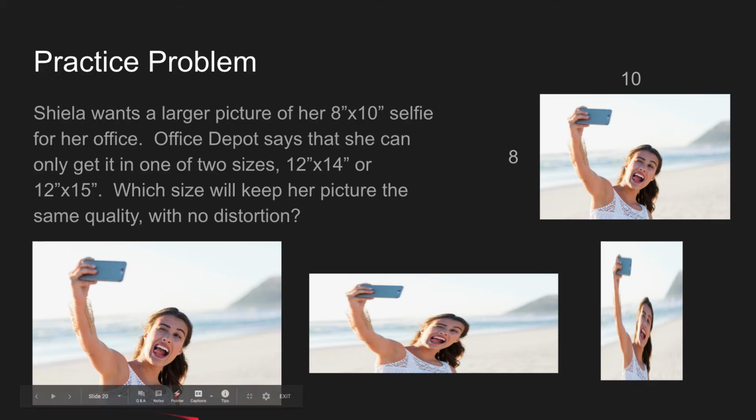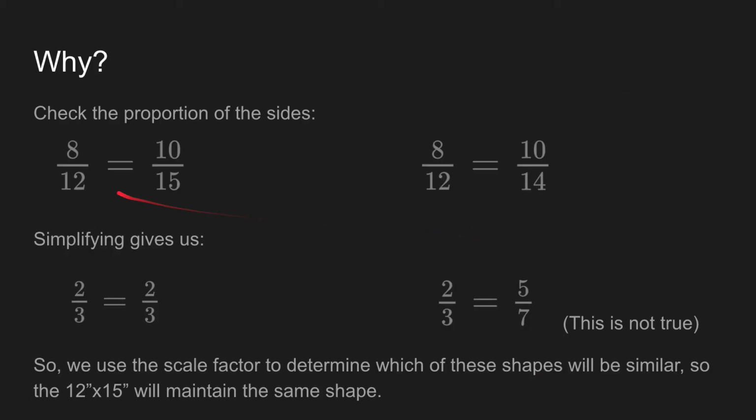So the goal is to get the exact same proportion. If we don't keep it similar, we might get something that looks this distorted, or it could look like this distorted. So we have to be really careful, and this is one of those places where understanding similarity really helps. The solution is we want to check the proportion of the sides.